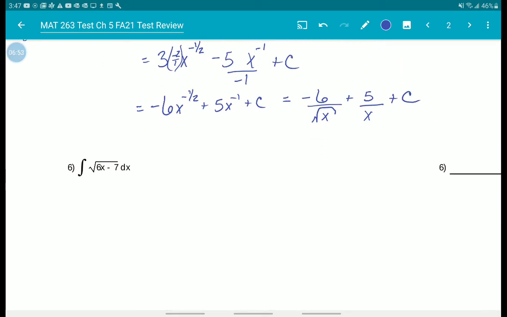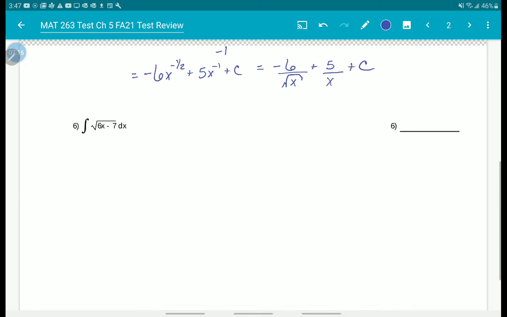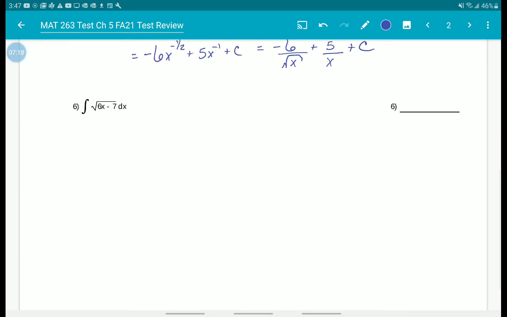Okay, and 6, we're going to have to do a u substitution. We know we're going to have to do a u substitution because this is a composite function, and we don't have a rule for integrating the square root of 6x minus 7. We just have a square root of x rule, which is really just our power rule, and we actually kind of use that here when we simplified.